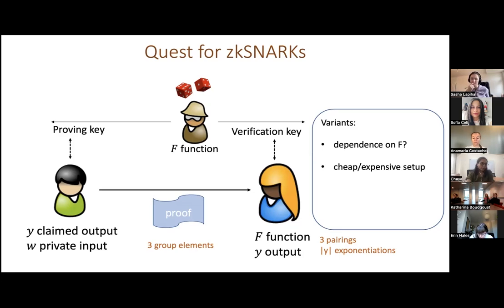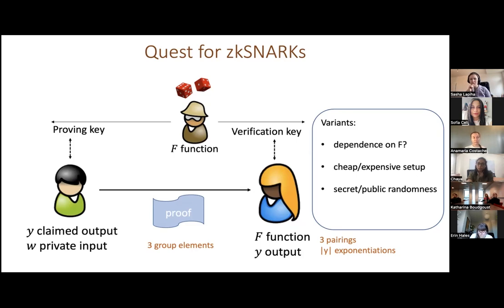And one can also make the distinction. We can have different variants of zkSNARKs depending on whether the setup is cheap or expensive. Again, this is the same as whether there is dependence on F or not, and whether the randomness in setup is secret or public. This leads to the distinction between trusted setup SNARKs and transparent SNARKs.